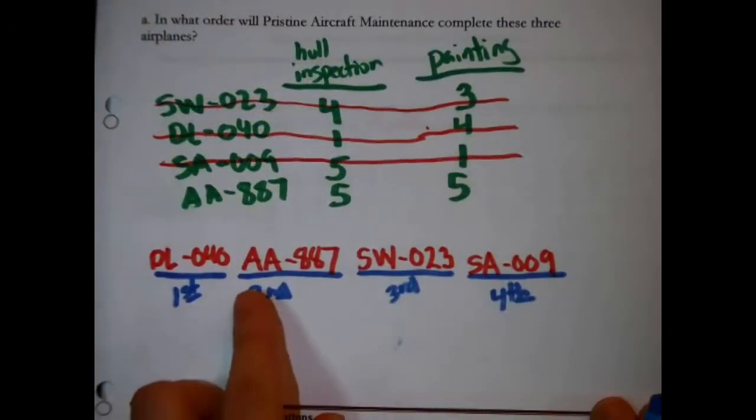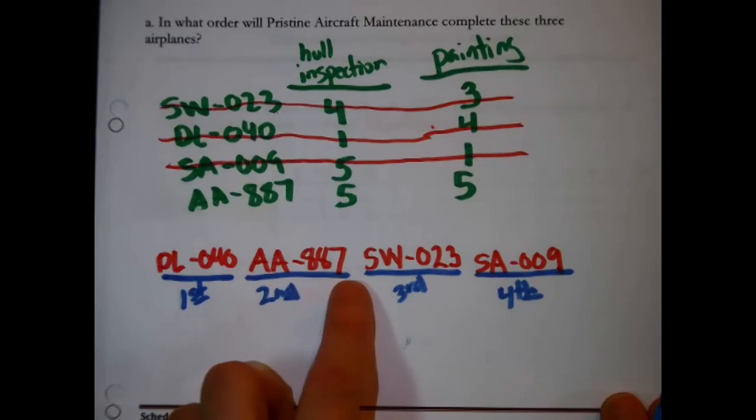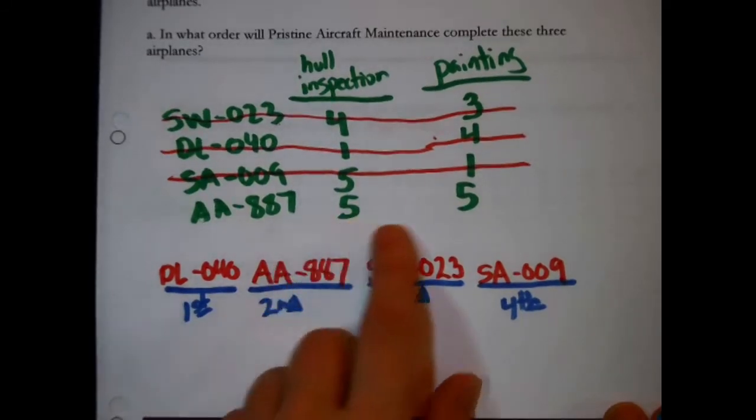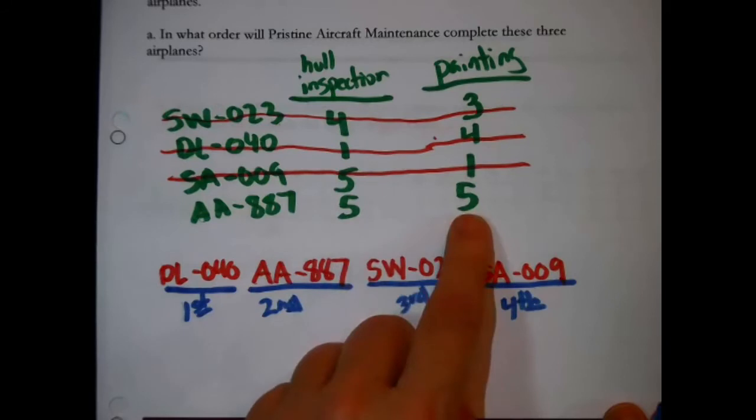Second in the sequence, AA887. All right, I'm looking at the data. Ooh, that's a big job. 5 days of hull inspection, 5 days of painting.